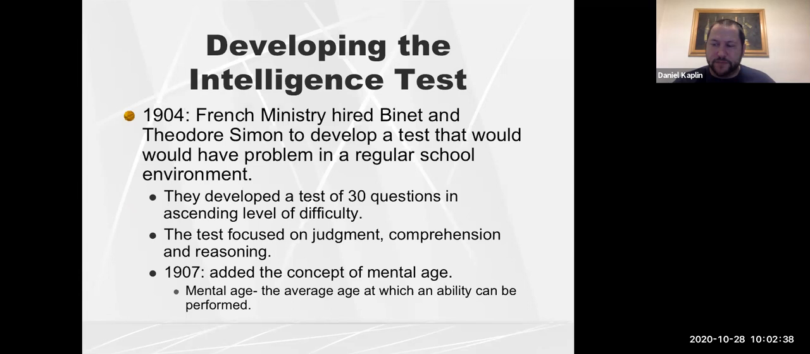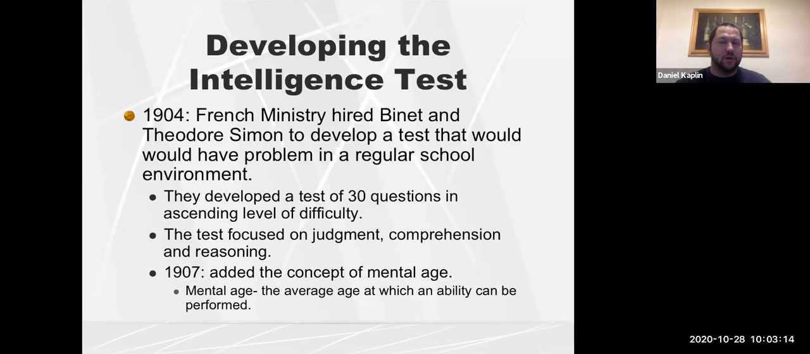With Theodore Simon. It's interesting, Theodore Simon gets very little credit, even though he was there from the beginning, to develop a test that would address the problem of regular ed and who could benefit from regular ed, who could benefit from special ed. And so what did he do? He created a 30-item test, and each item was of increasing level of difficulty.